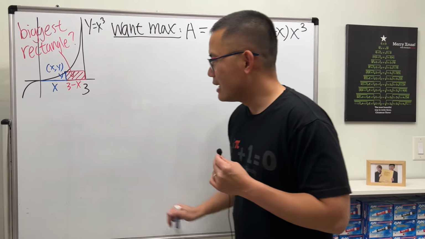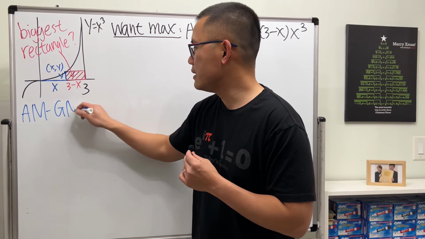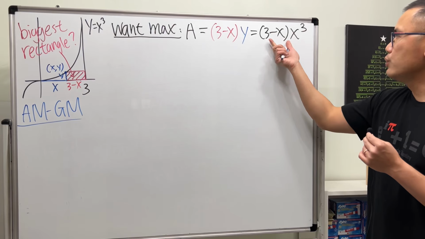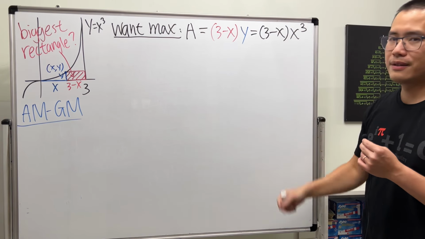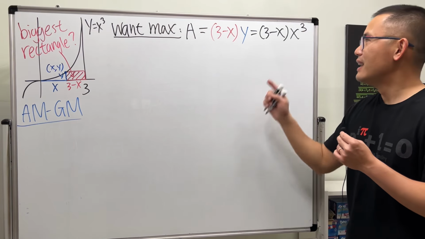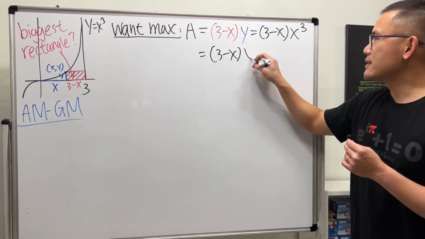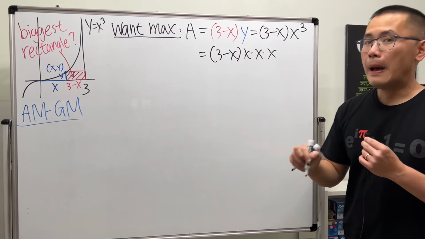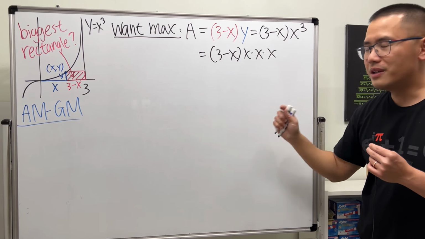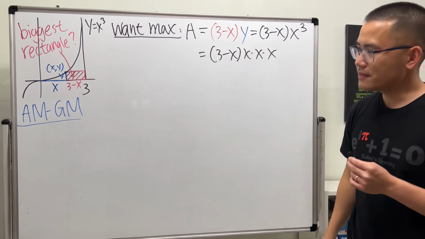And for that, remember for AM-GM, it depends on how many quantities we are dealing with. So it looks like we have two quantities, this and that. But no. In fact, I'm going to look at x to the third power as x times x times x, because I want to have just x to the first power. So here we actually have 1, 2, 3, 4 quantities.